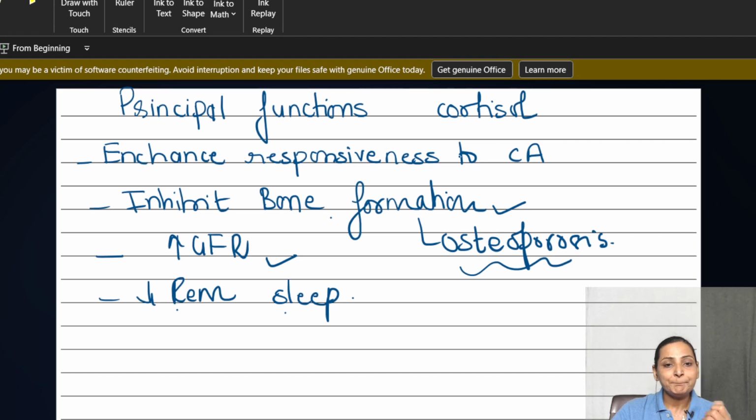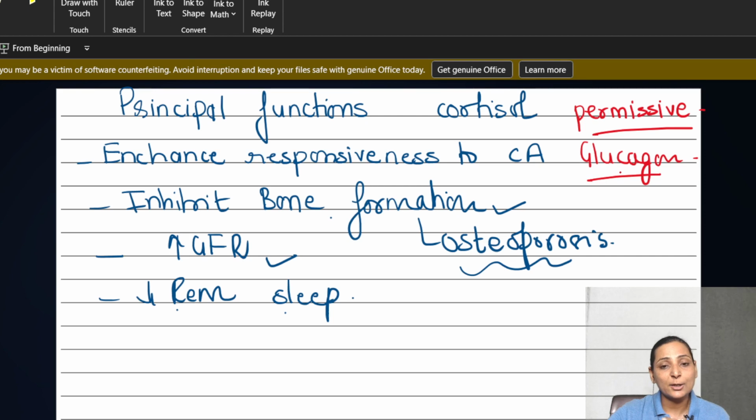It has a very important effect that it increases the responsiveness of the body to catecholamines. This is called the permissive action of cortisol, where it increases the response of the body to catecholamines and also to glucagon. So this is a very important INICET kind of MCQ, that it is permissive for catecholamines and glucagon. Later on you will study REM sleep, rapid eye movement sleep, which is also decreased by cortisol.